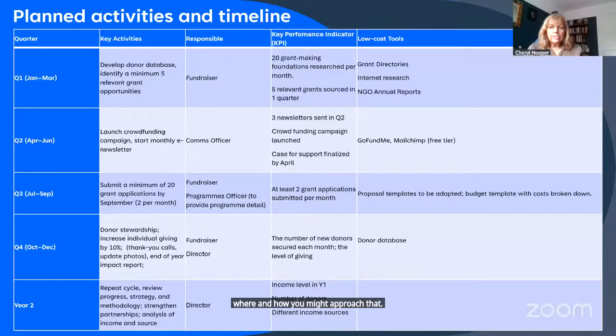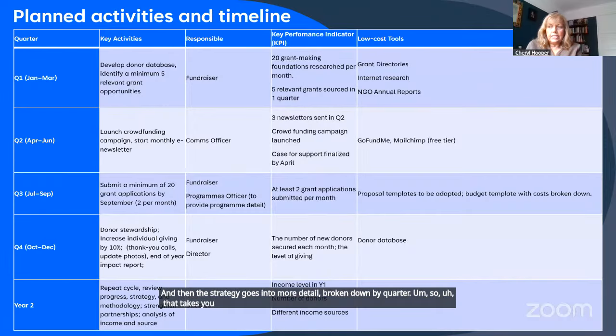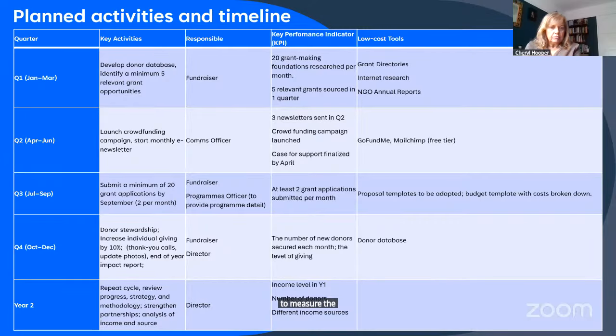And then the strategy goes into more detail, broken down by quarter. That tells you what needs to be done, who would be responsible, and what are the key performance indicators that you could use to measure the progress of the strategy.